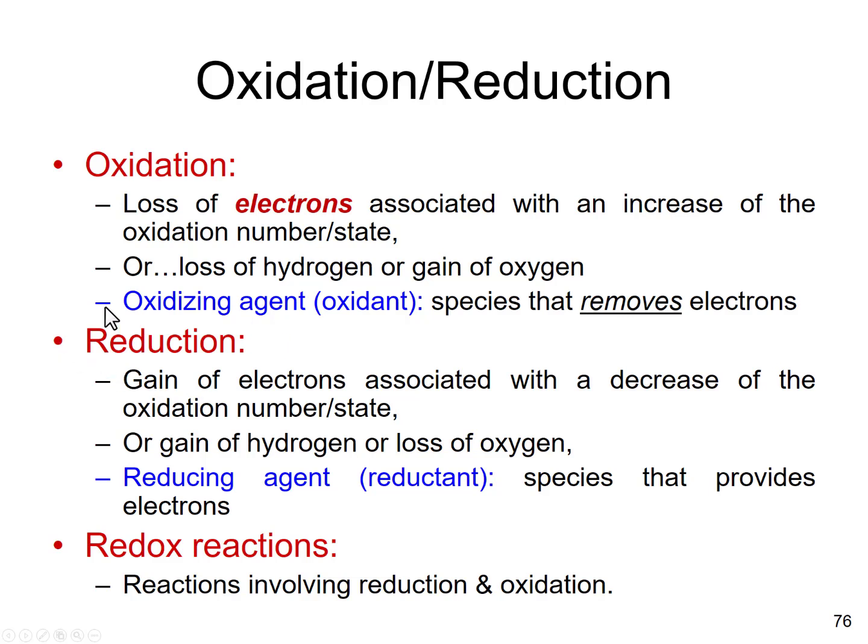On the other hand, reduction is the gain of electrons associated with a decrease of the oxidation state. Again, you can consider hydrogen atoms. So you can gain hydrogen atoms or you can lose oxygen atoms in the process of the reduction. A reducing agent or reductant is a species that provides electrons to other species. Overall, reduction and oxidation must appear together in a redox reaction. So a redox reaction combines reactions involving both reduction and oxidation.